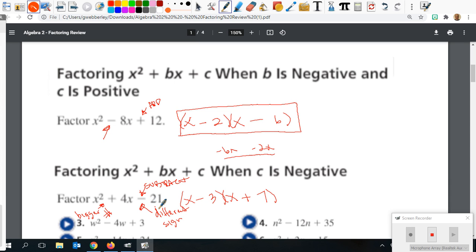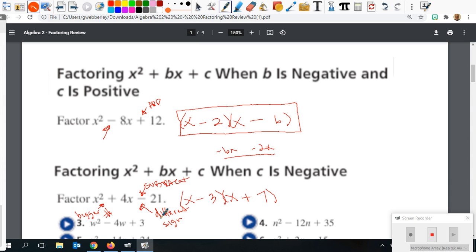Again, you can check it with the FOIL. x times x is x squared. I just checked for that negative 21. Outside is positive 7x. Inside is negative 3x. So when I put them together, I subtract and get a positive 4, which is correct. That shows me I'm right there.